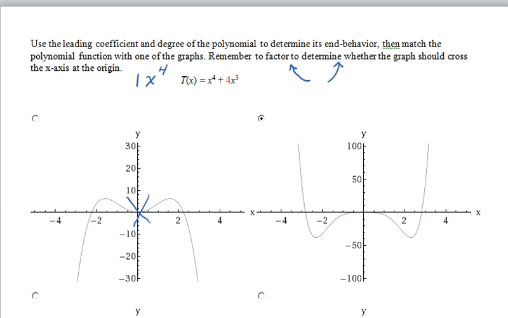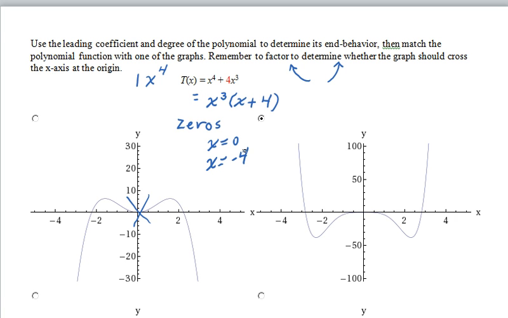So the original function, x to the fourth plus 4x cubed, can be factored as x cubed times x plus 4. There are only two zeros. That is x equals 0 and x equals negative 4.